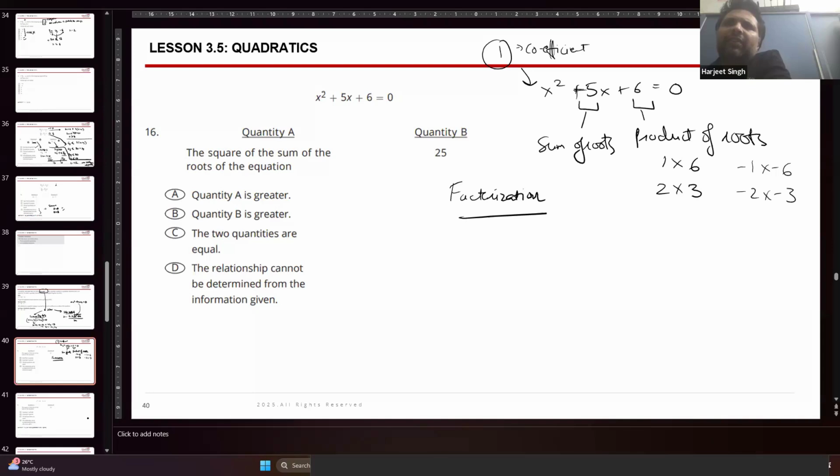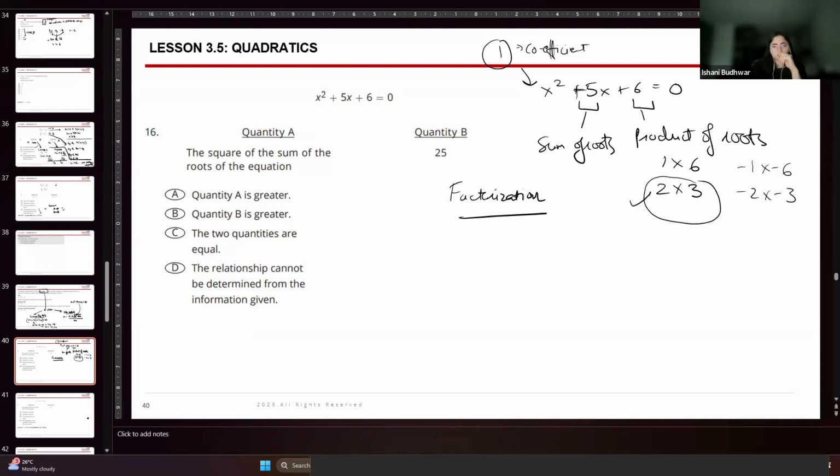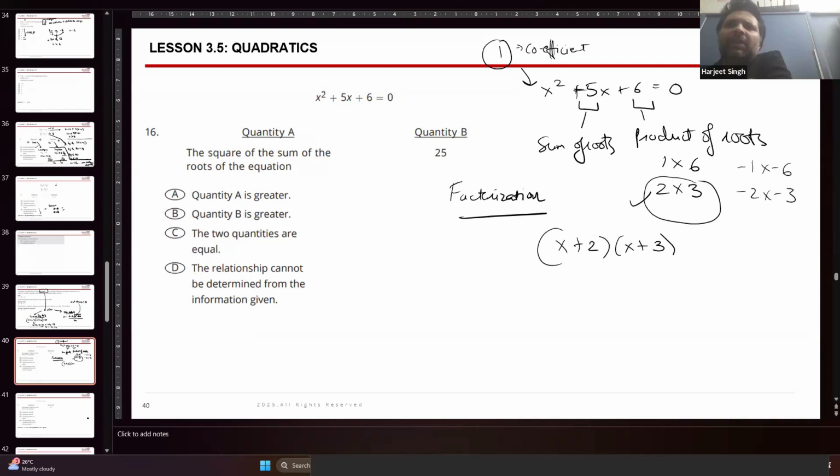But if I look at roots, sum of roots is 5, right? So can I say I will select this combination? So product is 6 and sum is 5. Right? So we will select this 2 and 3, which means when I factorize, it looks like this. X plus 2 into x plus 3 equal to 0. And what are the roots? X equal to minus 2 comma minus 3.